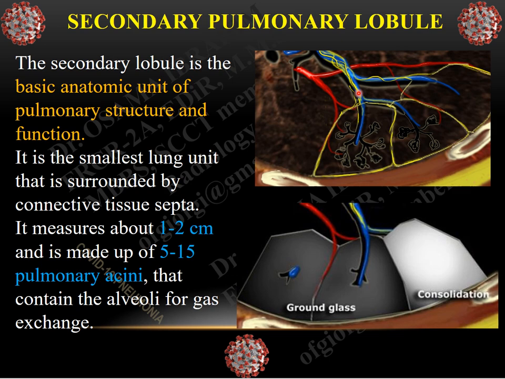And if we have an opacity like this in the pulmonary lobule, the pulmonary artery or the terminal arterioles can be seen through the ground glass opacity, compared with consolidation, which obscures the visualization of the terminal arterioles and appears as opacity without visualization of the artery. And this is how to differentiate between ground glass and consolidation.